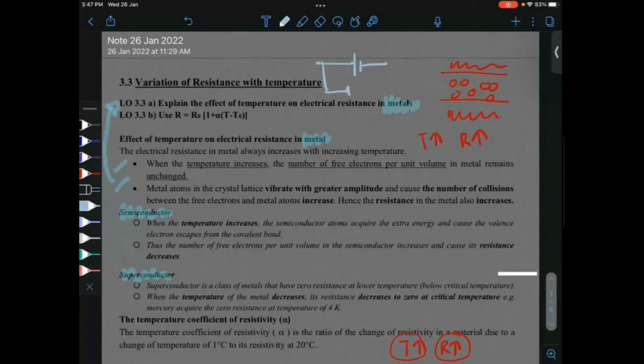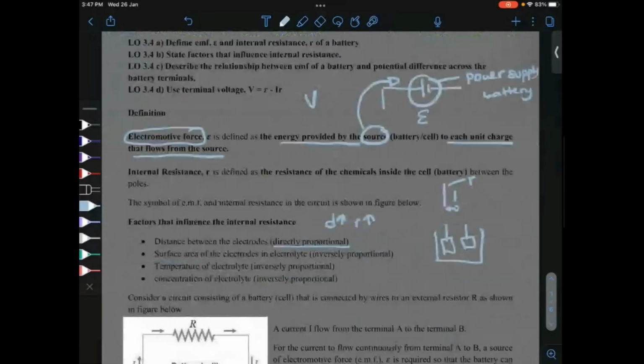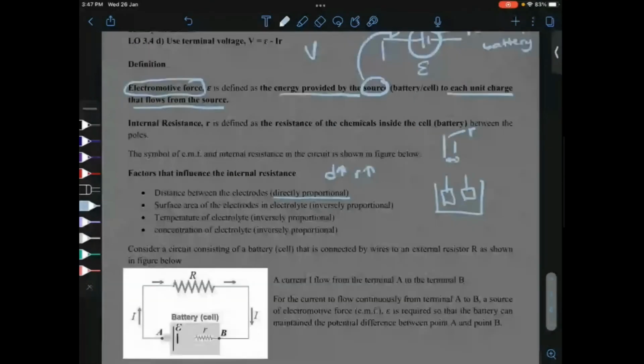Ini adalah R biasa, resistance yang berada dekat luar. Okay, ini kita panggil external resistance. Now we are talking about the resistance that is present in the battery. Okay, and your battery consists of these electrolytes dekat sini. So the temperature of the electrolytes is inversely proportional to the resistance. The greater the temperature of the electrolytes, the smaller the internal resistance would be.